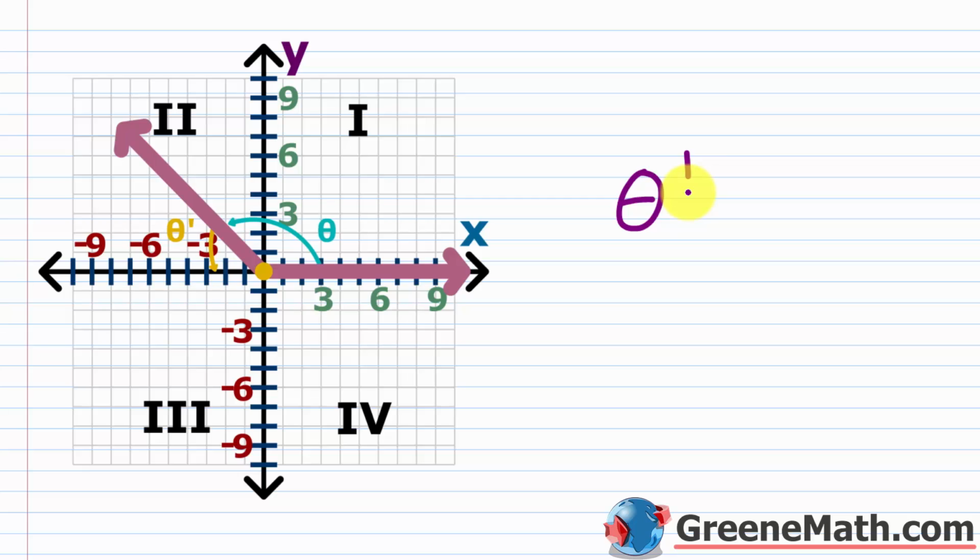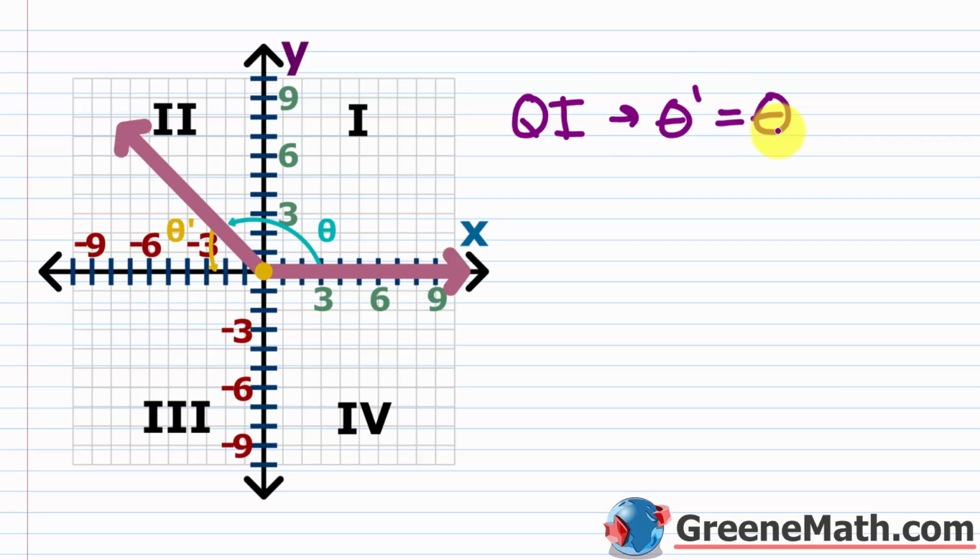And I'm going to give you a simple little formula based on what quadrant you're in. You just write down the formula and use it. It's very, very simple. So if you're in quadrant 1 in terms of your terminal side, so if you had an acute angle, again in standard position, theta prime will be equal to theta. So if you were in quadrant 1, then theta prime is exactly equal to theta. We don't need a diagram for that.